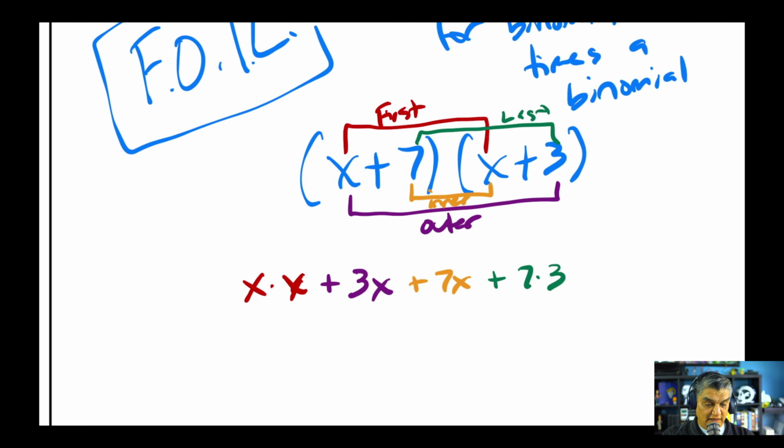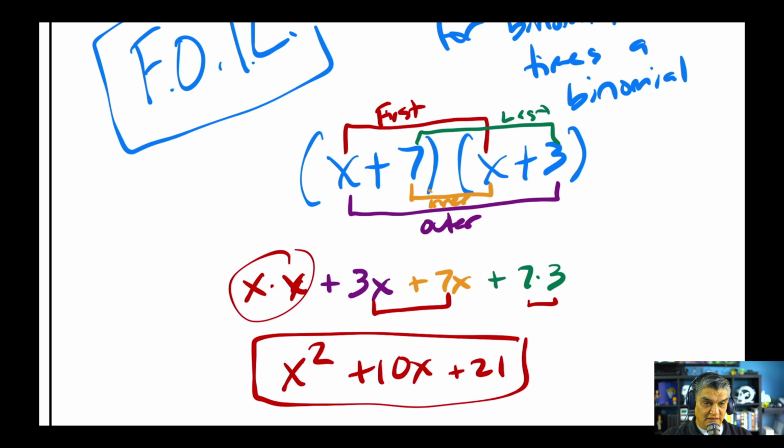Okay. And then you just do this. So what's x times x? X squared. What's 3x plus 7x? Plus 10x. What's 7 times 3? Plus 21. And there you go. Plus what? 21. Yes, plus 21.